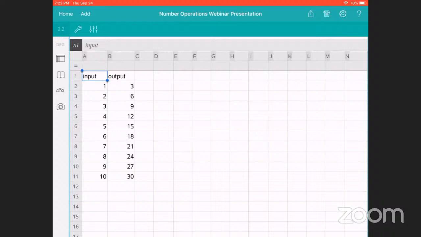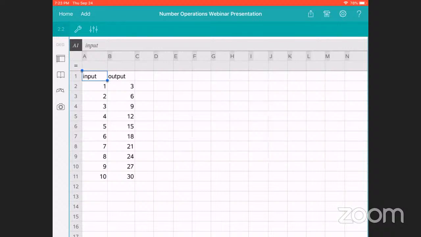So looking at the input 1, we went from 1 to 3. We could take some guesses, maybe it's add 2, maybe it's multiply 3. There's things we could do here. We look from 2 to 6. If it was add 2, that would be 4. So that's not it. So it's not input plus 2. So let's try input times 3. Does that hold true? And in this case, it does.